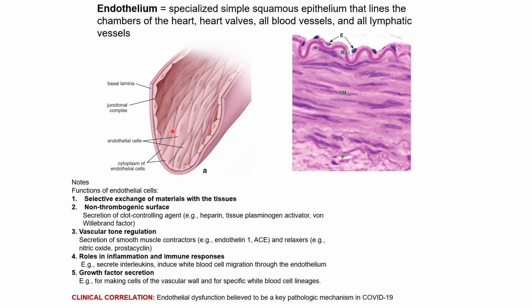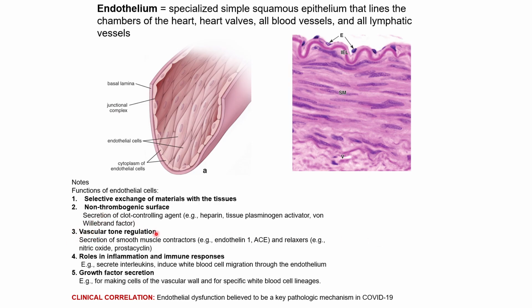They are not just a static lining. They are very active cells. They have multiple functions. They are highly selective in the exchange of materials with the tissues. They have a role in keeping a non-thrombogenic surface to control clotting, through heparin, tissue plasminogen activator, and von Willebrand factor. This is quite important.